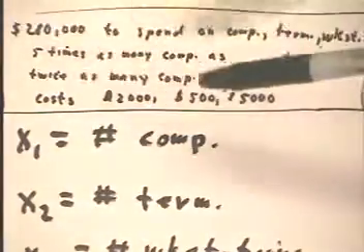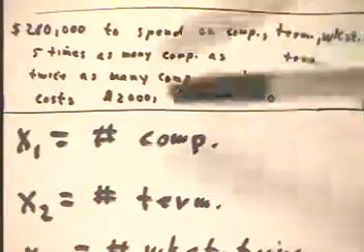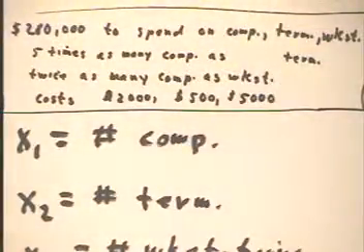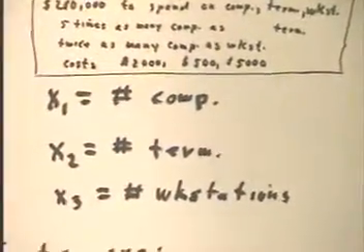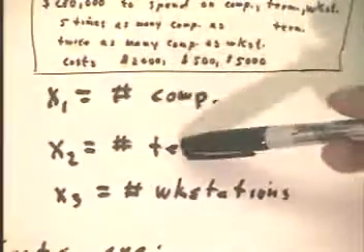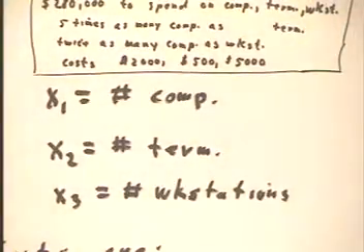So we have the $280,000 to spend, and these are our restrictions. So what can we do? Well, let's let X1 stand for the number of computers, X2 the number of terminals, and X3 the number of workstations, and see what we can come up with.